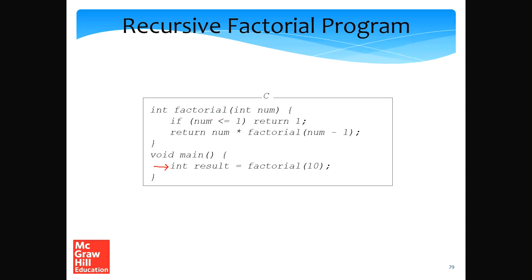So inside the factorial function, we'll first have the base case. The base case says if num is less than or equal to 1, return 1. This is where the recursion will terminate. Otherwise, we return num times factorial of num minus 1. So here we compute 10 times 9 times 8 times 7 and so on.